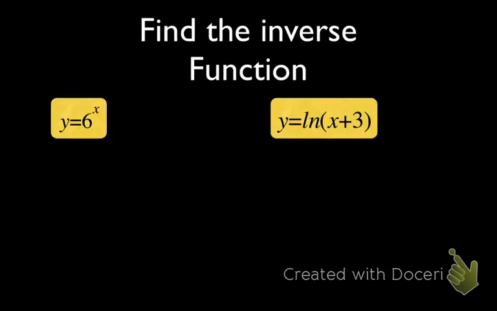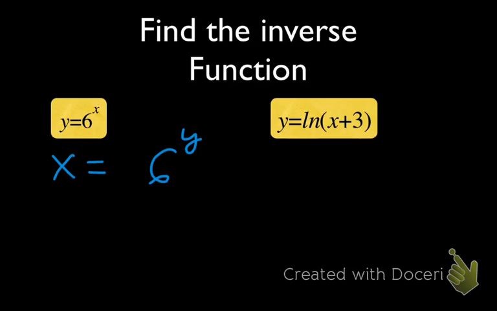Here we go. So the first thing I'm going to do in this first problem is switch x and y. X equals 6 raised to the y. In fact, I'm going to give myself some more space here. 6 raised to the y. And the problem here is I have y in the exponent, right? I don't want it in the exponent. I want it by itself.